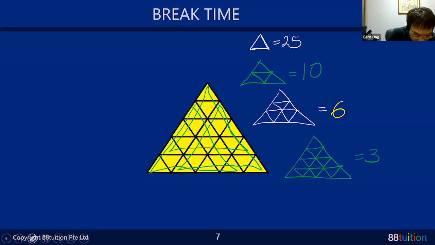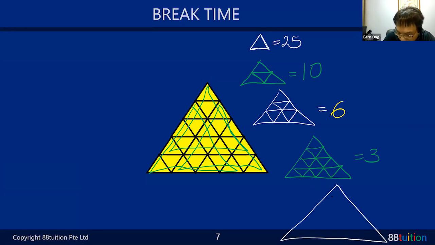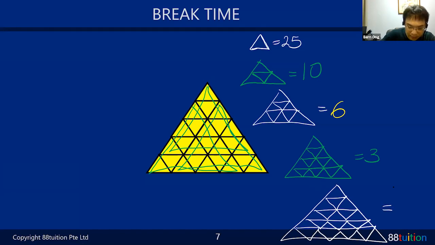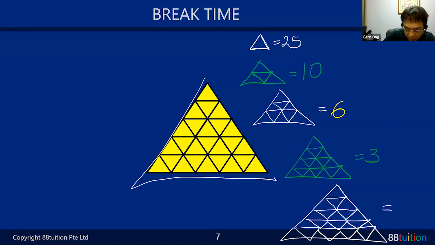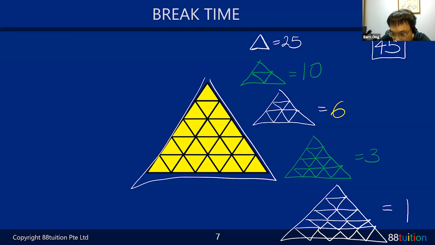Then got one more. The biggest one, the whole thing, which is the 5 level one. 1, 2, 3, 4, 5. How many of this? This one only got one big one. Correct or not? So now, how many are there already? 25 plus 10 is 35. 35 plus another 10 is 45 already. But wait for it. There is still 3 more. 48 is the answer. Yes.